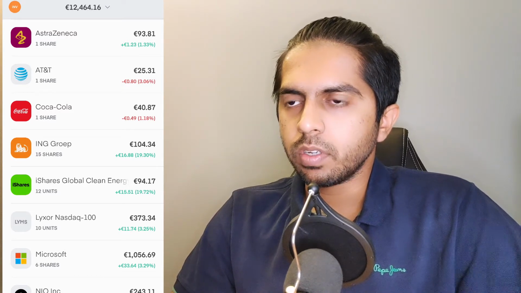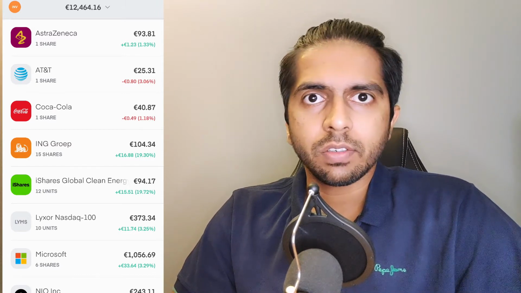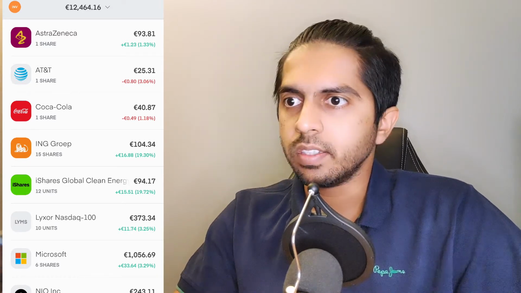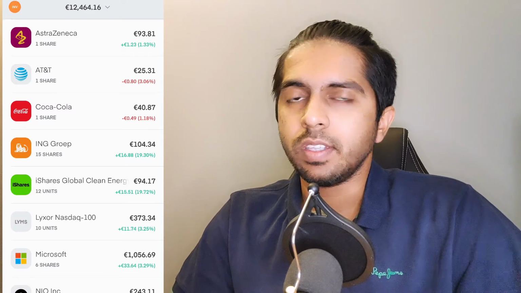So next we have this iShares Global Clean Energy ETF. So it's an exchange traded fund, which in simple words, it's a group of companies bunched together. So the companies that are dealing with clean energies in one way or the other are in this ETF. And that's why I chose to invest in this because it's something that I care about.